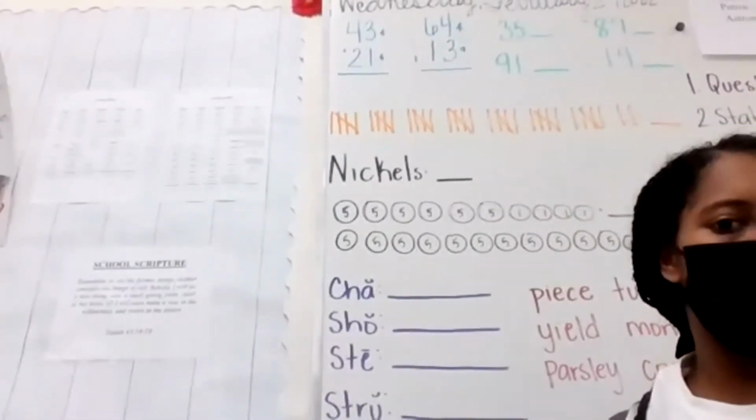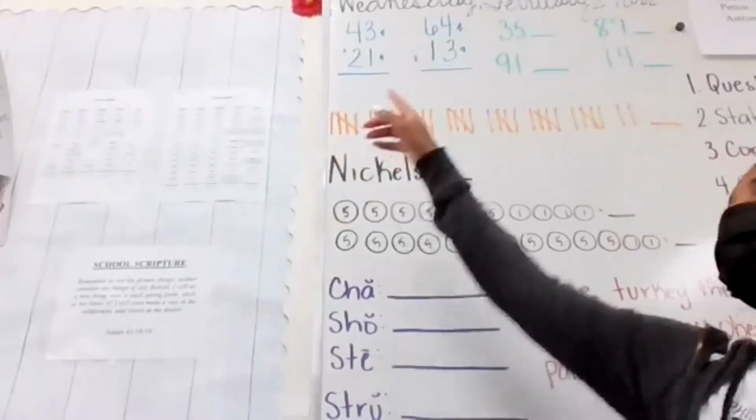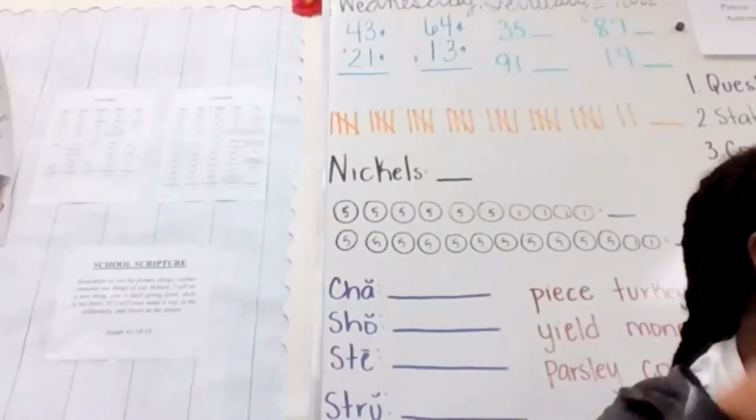All right, could you get a loose-leaf paper? I want you to do it. Get a piece of loose-leaf paper, set the problem up, and add it.